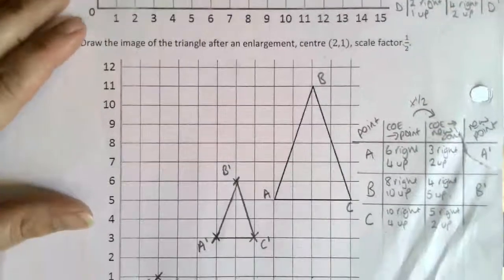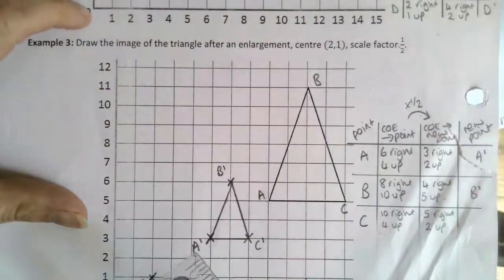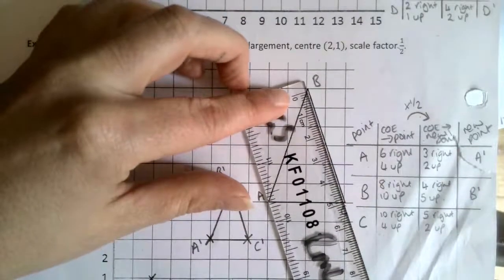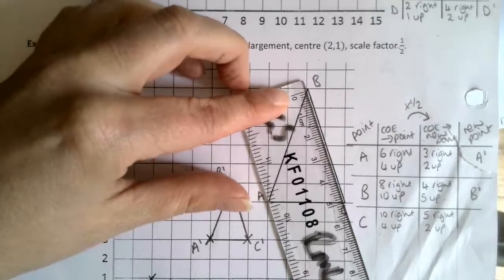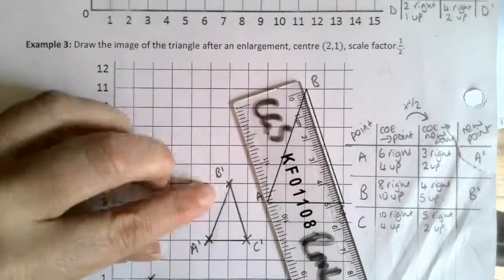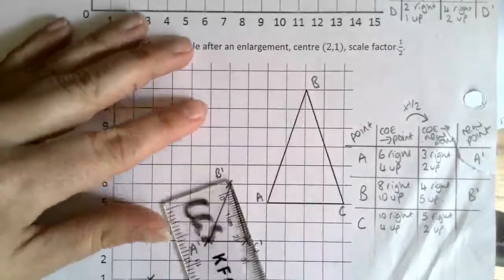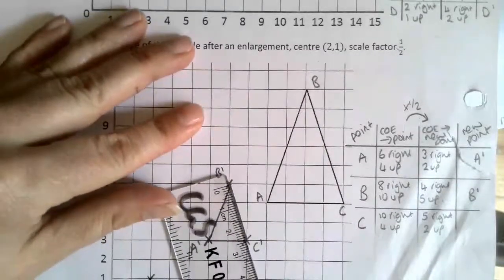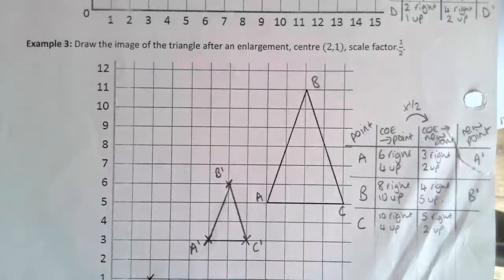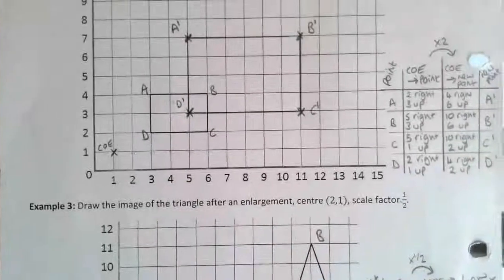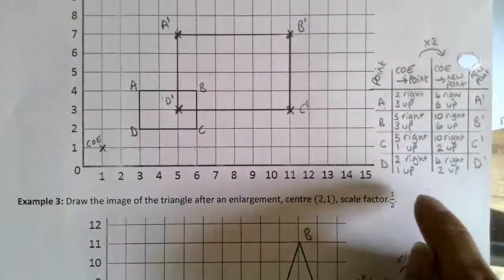And same here with our original shape. The length of this original shape here is about 5 centimeters. So this corresponding side here should be 2.5 after our scale factor of a half. Lovely. Okay, so hopefully you followed that all right. And whenever you are doing your classwork, make sure you're doing this table every single time.